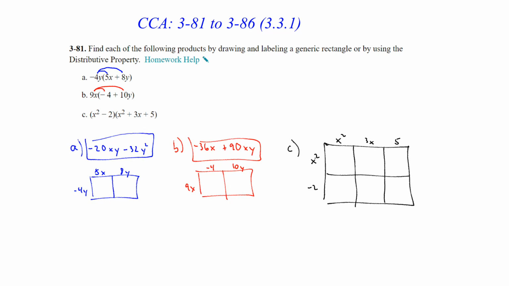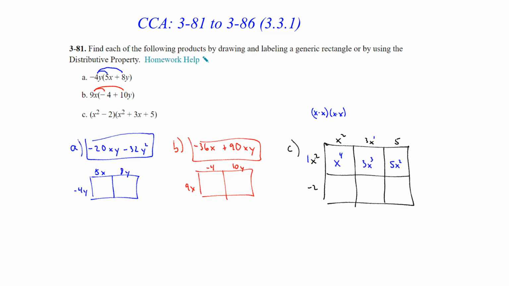X squared times x squared. Remember, this is x times x times x times x. So you have 4 x's being multiplied together. So it'd be x to the 4th power. I'll work across. X squared times 3x, so that's x to the 1st power. So 3 times 1 is 3. X squared times x to the 1st is x to the 3rd. 5 times 1 is 5, and then we just have an x squared.